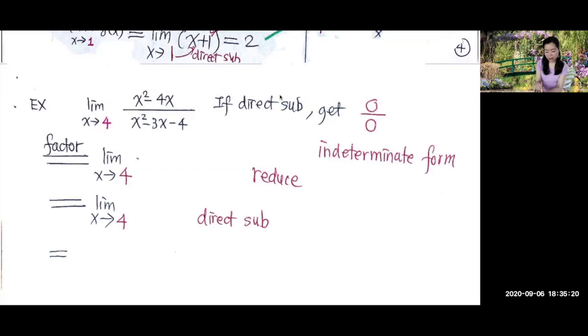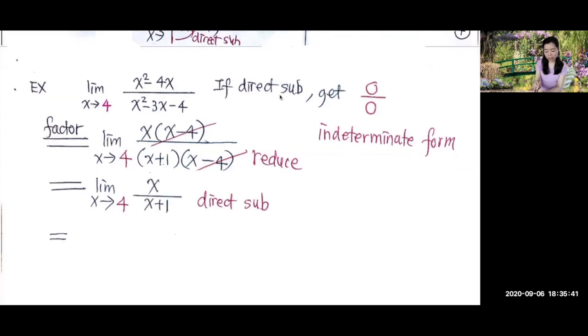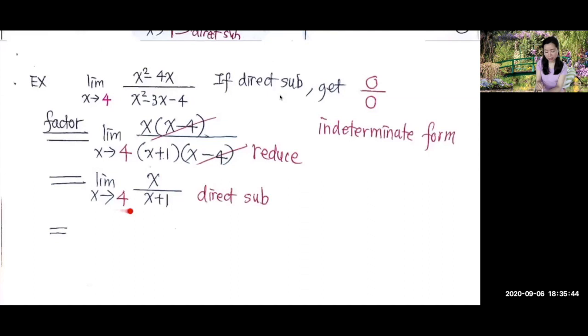The numerator factors into x times x minus 4. The denominator factors into x plus 1 times x minus 4. Reduce it. Divide out this x minus 4. We get x over x plus 1. And notice that we're taking the limit of this right now. Now, this is a rational function, and 4 is in the domain for this rational function. So we can go ahead and do a direct substitution. So the limit will be 4 over 5.